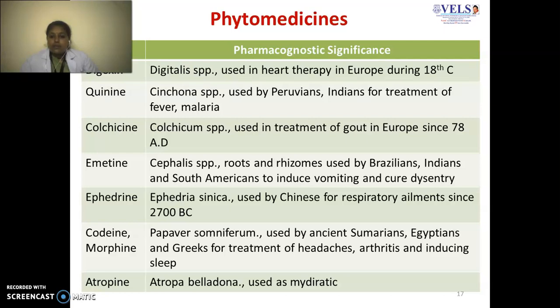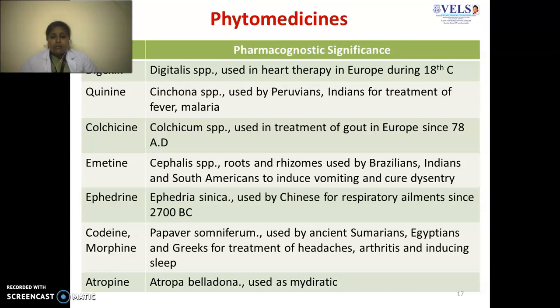So to mention a few phytomedicines of pharmacognostic significance, this includes digoxin, which is found in the species Digitalis purpurea. This was used in Europe during the 18th century for treating heart patients. Similarly, quinine, a quinoline alkaloid found in Cinchona species, was long used by the Peruvians and Indians for treating malarial fever. Similarly, colchicine, which is found in Colchicum species, was used in the treatment of gout by the European people in 78 AD.